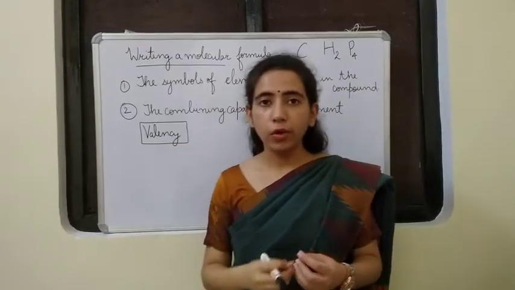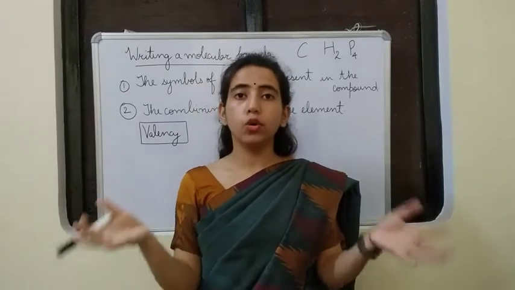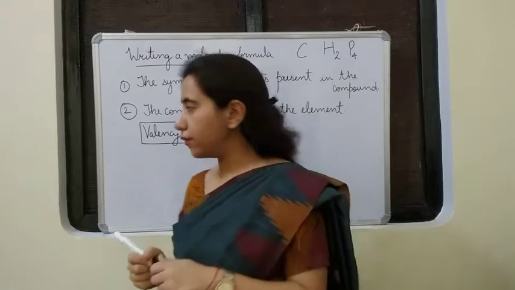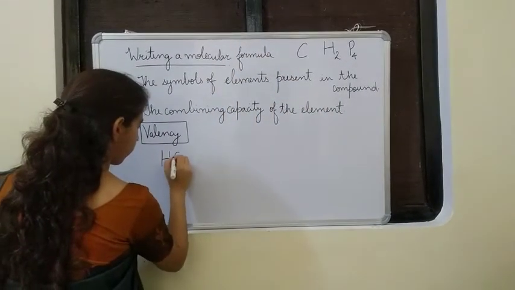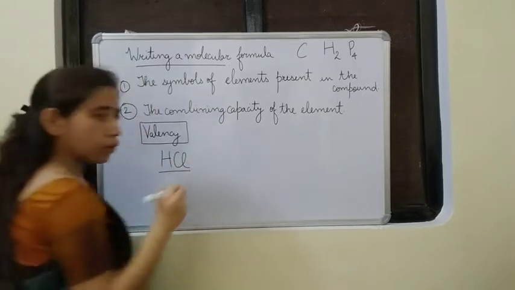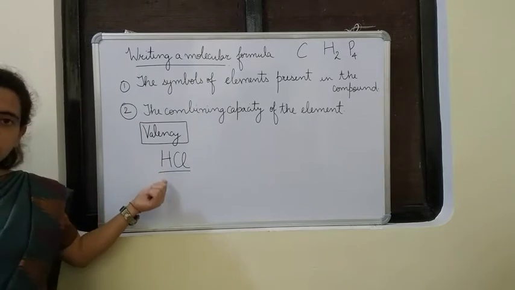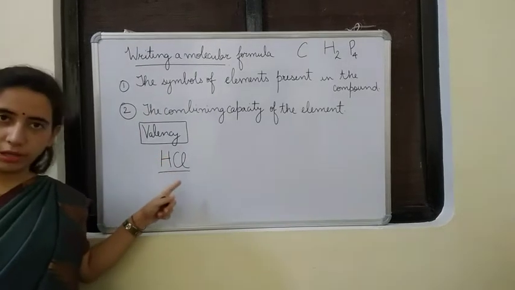What is valency? It is how an atom reacts with the atoms of another element. How is it going to combine? We will see both these points with the help of one example. Like if we see HCl, we know the formula for hydrogen chloride is HCl. From this you come to know that HCl is composed of hydrogen and chlorine, isn't it?